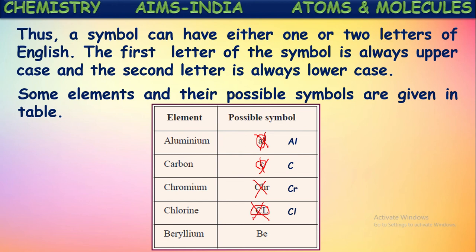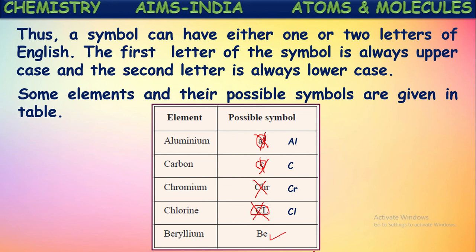Okay, next beryllium. For beryllium, the starting letter is B, but B is the starting letter of many elements, so along with the first letter B, the second prominent letter E is also taken in its symbol. Now, as there are two letters, the first letter should be capital and the second should be small. Be is its symbol. So they have given exactly the correct one. Be is the correct symbol for beryllium.